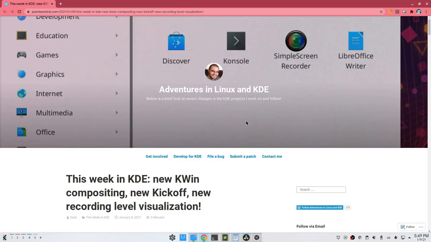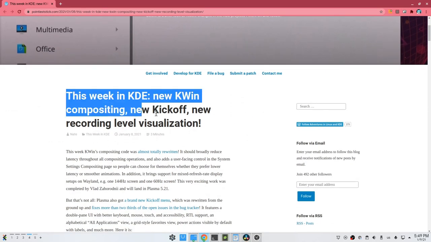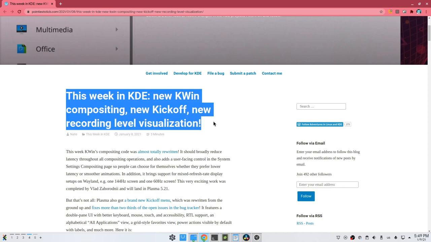So, this week we have two major improvements. First is the Kickoff menu redesign, that according to bug reports closes two-thirds of the current bugs. And the second and most important change is the rewrite of the KWin compositor scheduler.